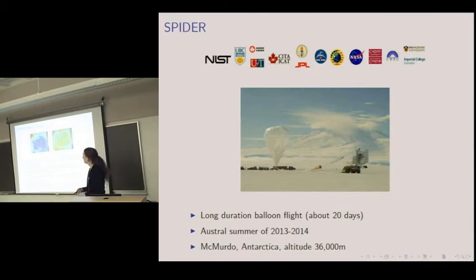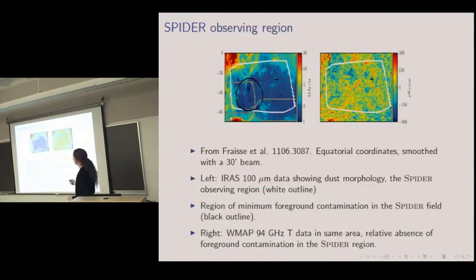This is the observing region that we'll be targeting, in white. And this comes from a paper by Fraisse et al. a few years ago. On the left we have the IRAS satellite data, 100 micrometers, and on the right we have WMAP temperature data at 94 gigahertz. So you can see that in the Spider region, it's relatively clear of foregrounds in both maps.